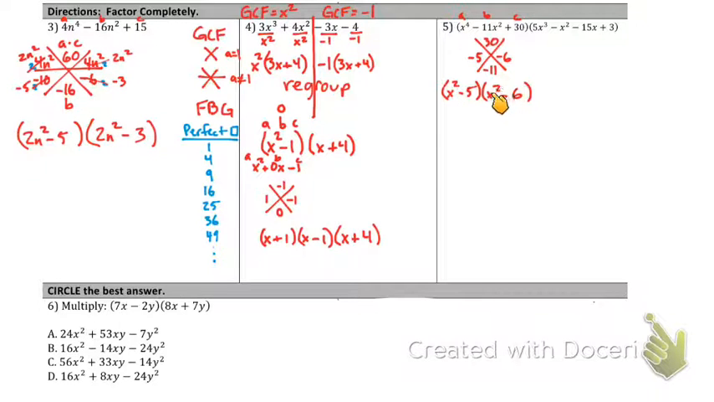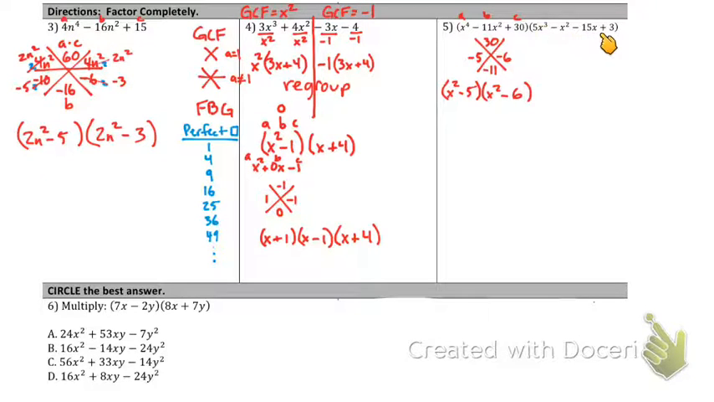This does have a power of 2. So here's my A. My B is 0. My C is 6. Is C a perfect square? And the answer is no. So these are completely factored. We're done with that. But now let's shoot over here.